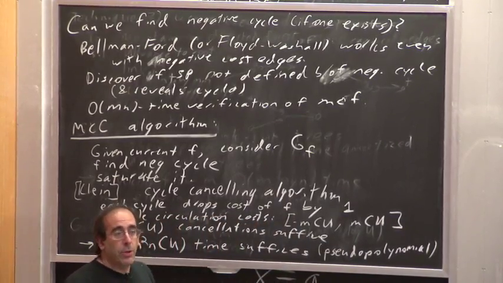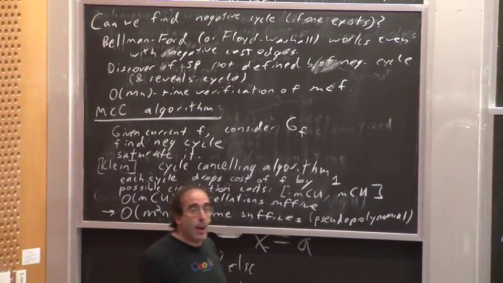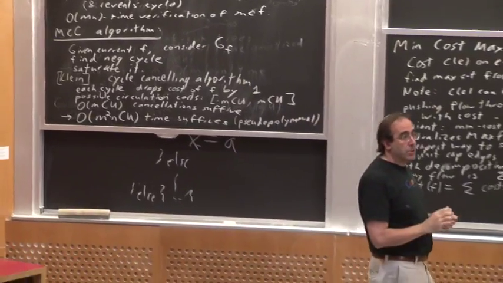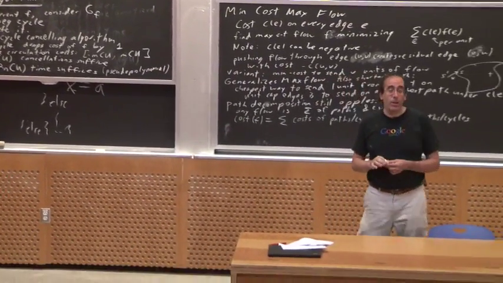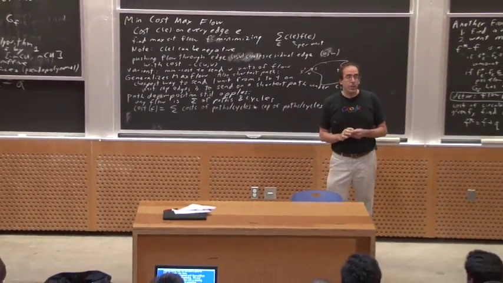And on Wednesday, we'll develop the machinery necessary to get a polynomial time algorithm, and we'll discuss a little bit about strongly polynomial algorithms for min-cost circulation. See you then.